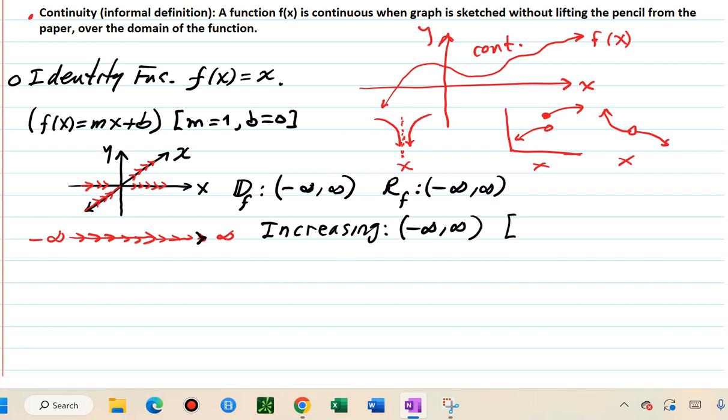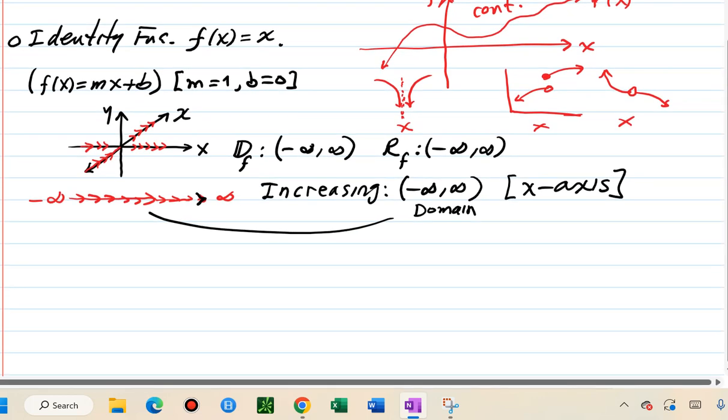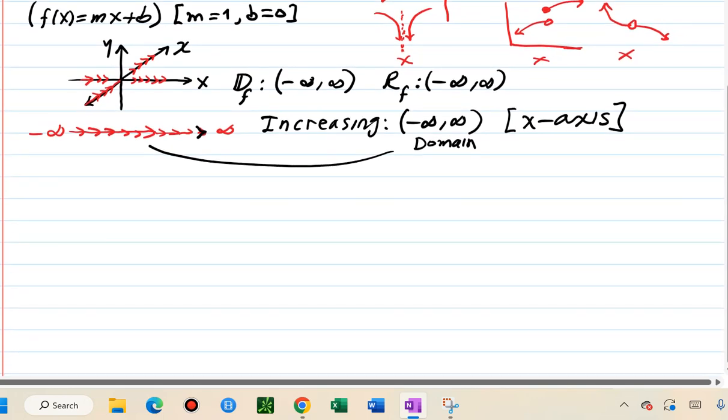Again, this is along the x-axis. We're not talking about the function, we're talking about where. This is over on the x-axis. This is over the domain, okay? So as you go from left to right here, the function is always increasing. All right, so there's our first function, the identity function.